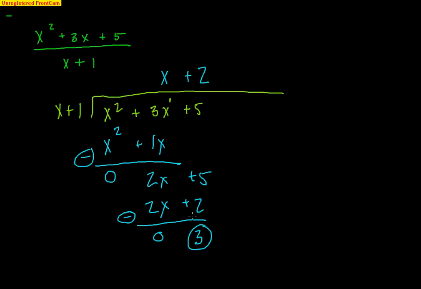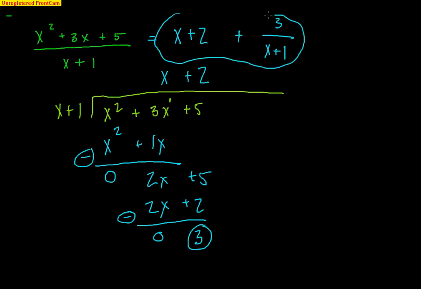Now, at this point, 3 is my remainder because x cannot be made into a 3. There's no way you could turn x into a 3. So I have my final answer is the original problem is equal to the quotient, x plus 2, plus my remainder of 3 over my divisor of x plus 1. So this right here would be my final answer for what the original problem was asking.